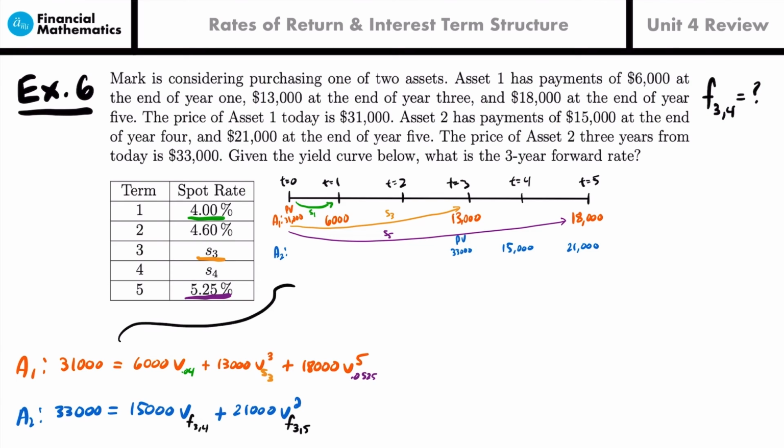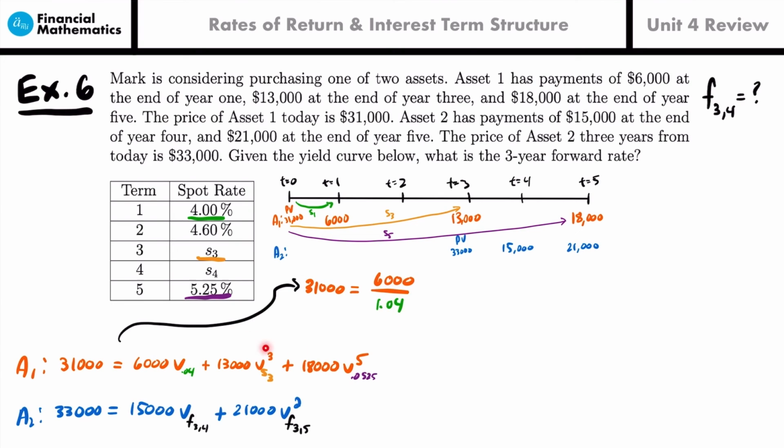And let's do that right here. We'll have 31,000 is equal to 6,000 divided by 1.04, right? That is just this present value factor. It would be 1 divided by 1 plus that spot rate. So we're multiplying 6,000 by 1 divided by 1.04.